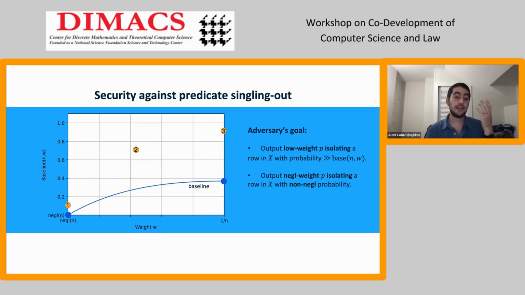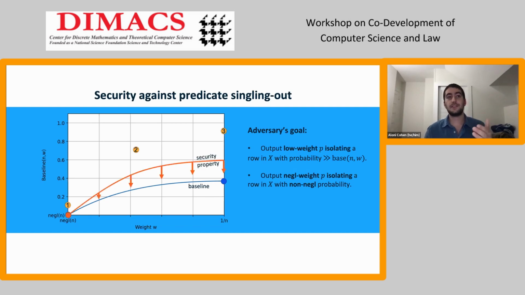And the strongest type of attack is when the adversary is way down here, when there's a negligible baseline probability of success, but the adversary can output a very specific description of somebody and succeed with non-negligible probability. That's like this number 1. So that's the adversary's goal.